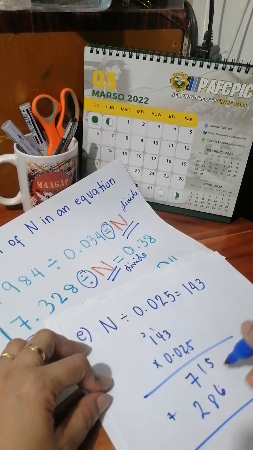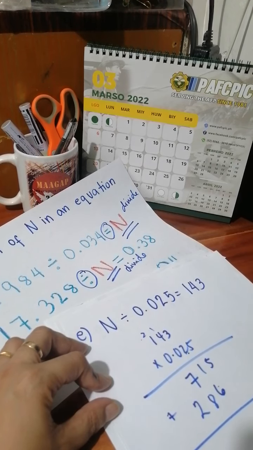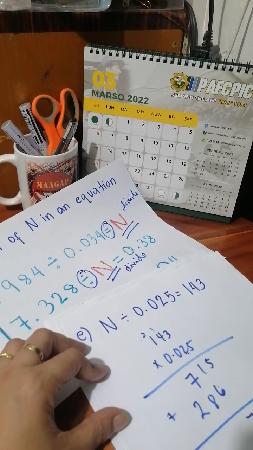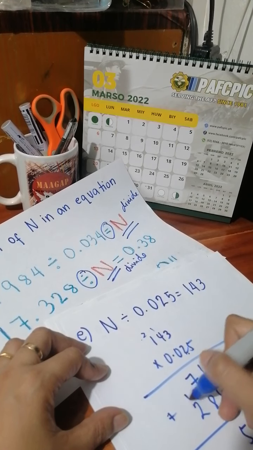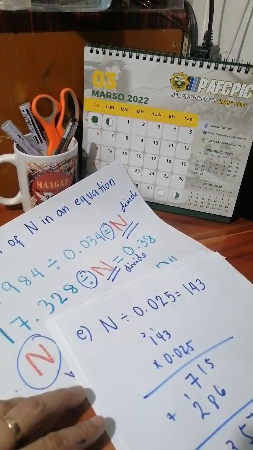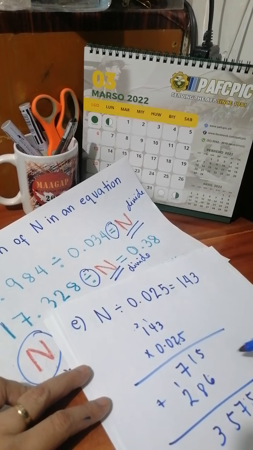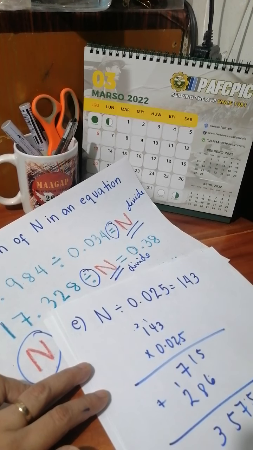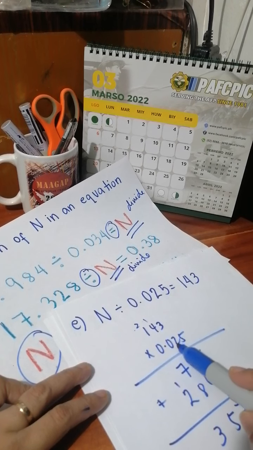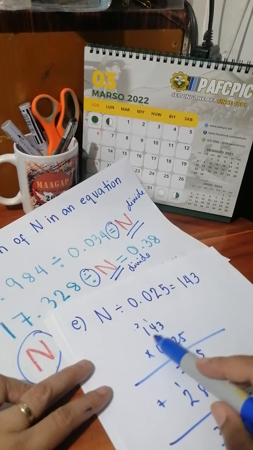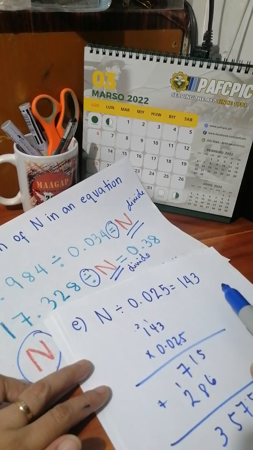Now, it's time for us to add. So, bring down here 5. Then, 1 plus 6, 7. Next is 15. Carry 1 is 3. So, the next thing that you need to do, again, since this is multiplying decimals, we need to count the number of decimals here. So, it's only 1, 2, 3. It's only 3 because 143 here is a whole number, so there's no decimal.